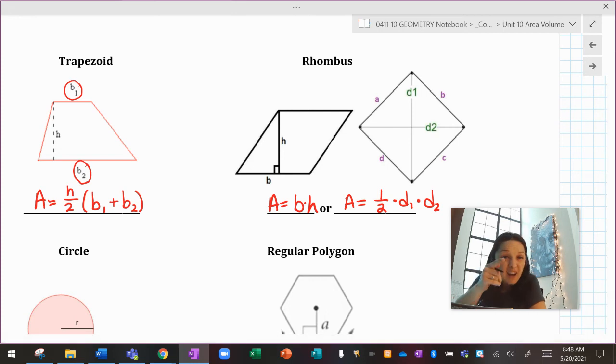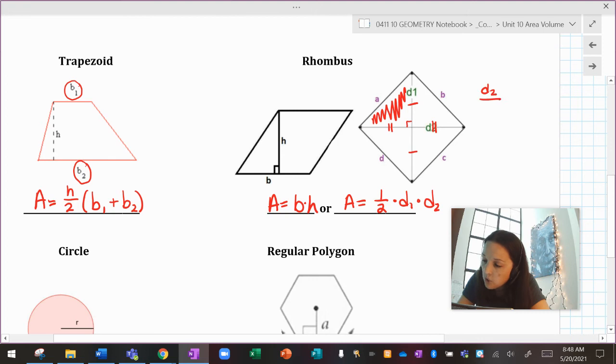Why, you ask? I'll tell you. One of the properties of a rhombus is that the diagonals are perpendicular. And so what I get in a rhombus is 4 congruent right triangles, because this equals this and that equals that. So what I could do to find the area of a rhombus is find the area of this triangle and then multiply it by 4.